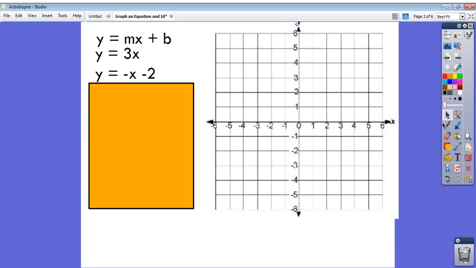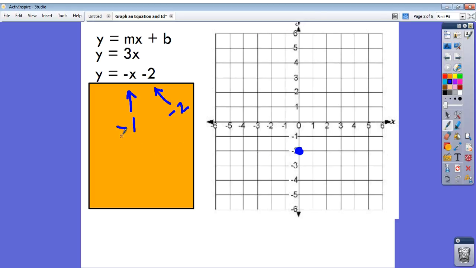y equals negative x minus 2. In this equation, negative x is my slope, and that is negative 1x, so there's an invisible 1 there, so my slope right now is negative 1, and my y-intercept is negative 2. I always want to start with my y-intercept. That's my starting point. So on my graph, I'm going to find where y equals negative 2, and I'm going to put a point there. Y is negative 2, put my point there.